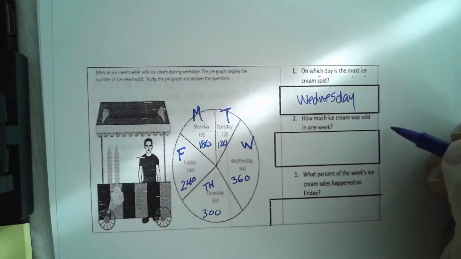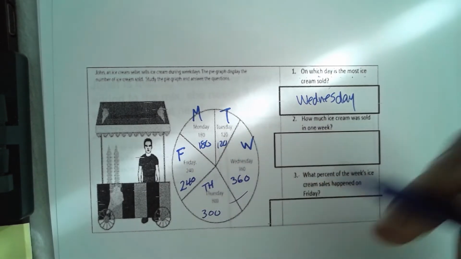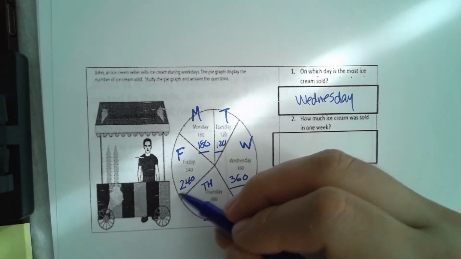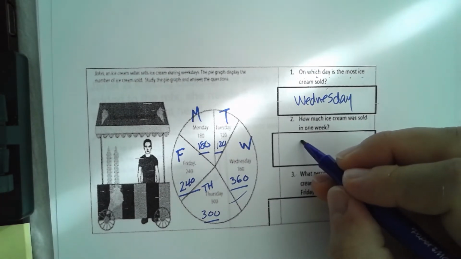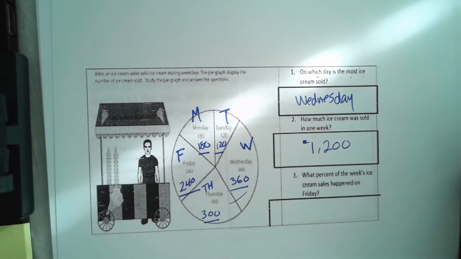How much ice cream was sold in 1 week? Okay. All you need to do is add these numbers together, okay? Add 180, 120, 360, 300, 240. Let me do that real quick. 180 plus 120 plus 360 plus 300 plus 240. So he sold 1,200 ice creams total.